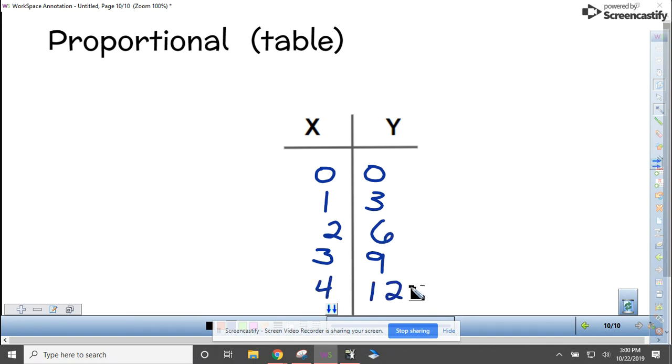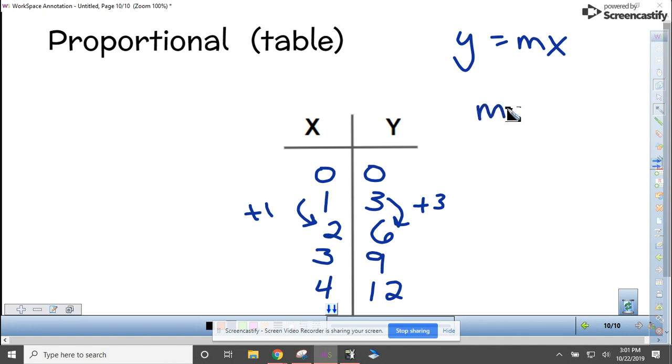Okay, so we're going to write the equation for this table. Remember, it's going to be in the form y equals mx, where m is our slope. So we just need to find the slope because we already know the intercept is through 0. We're going to do our change in our y value, which is plus 3. Our change in our x value is plus 1. Remember, we write it as the change in y over the change in x. So our m equals 3. That means our equation for this line is y equals 3x.